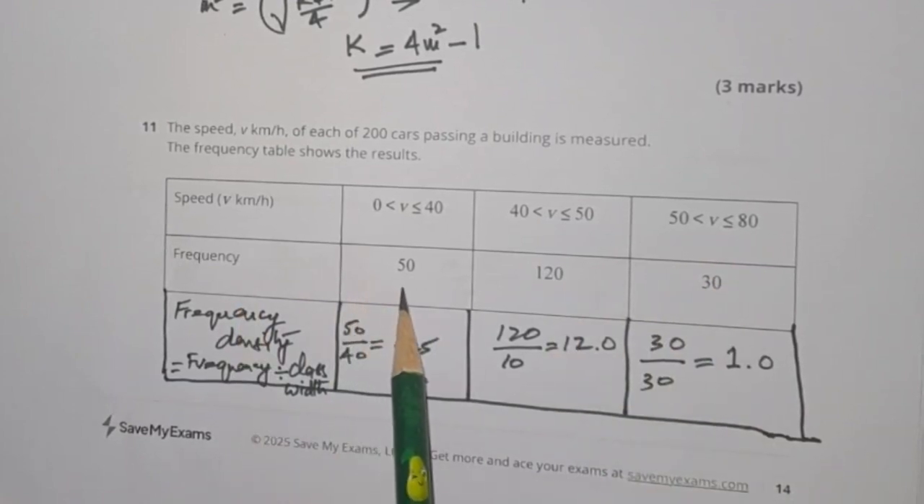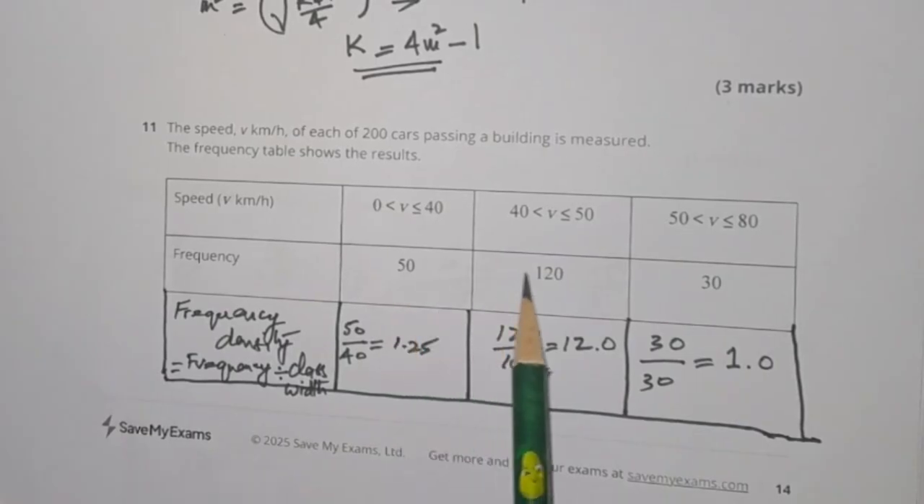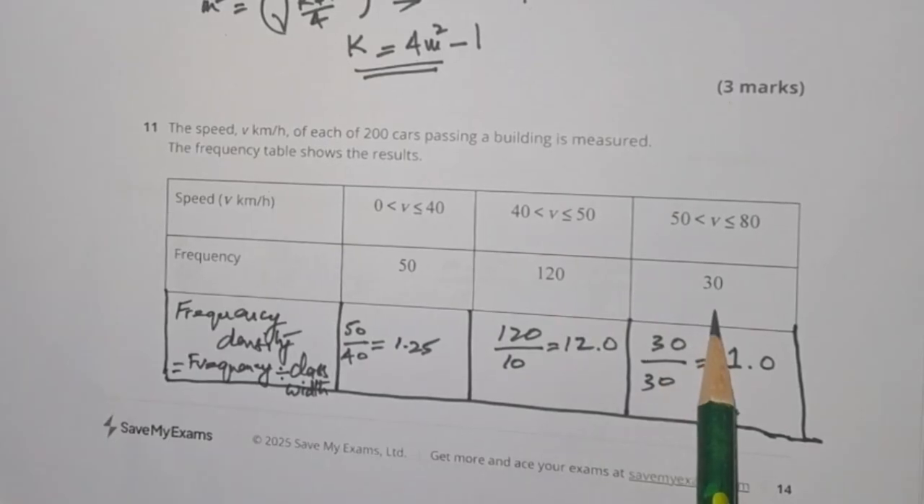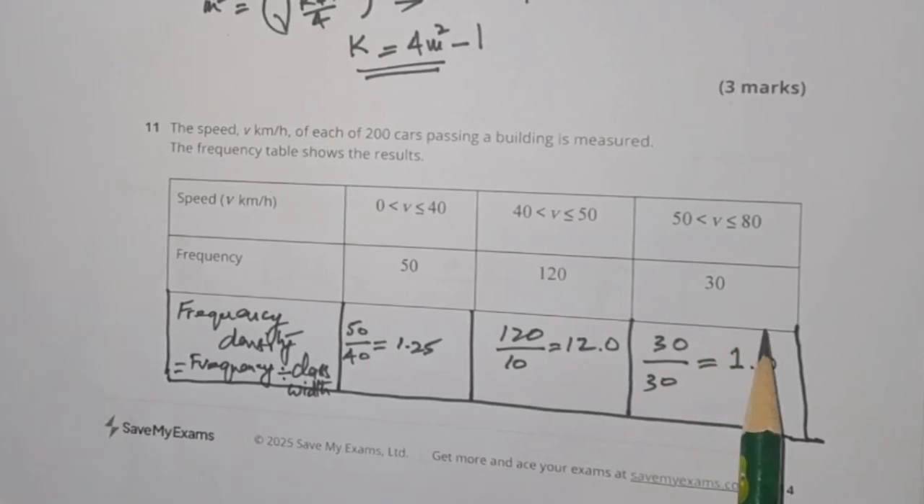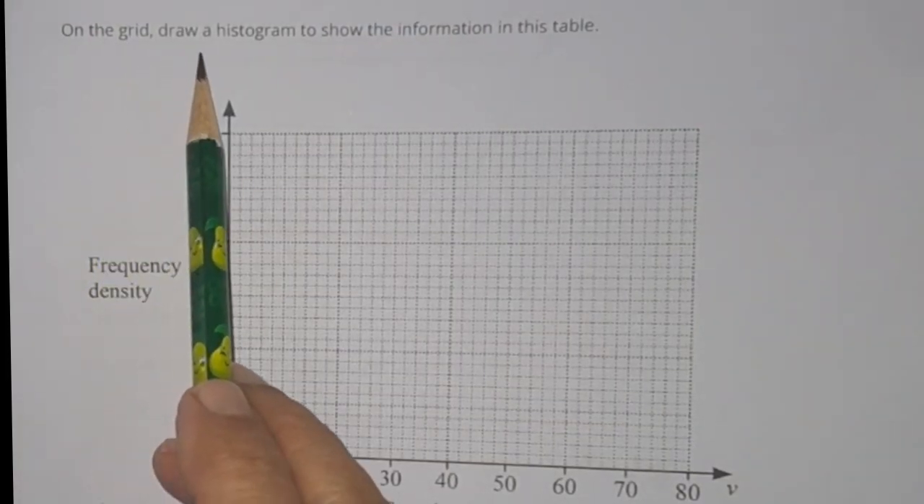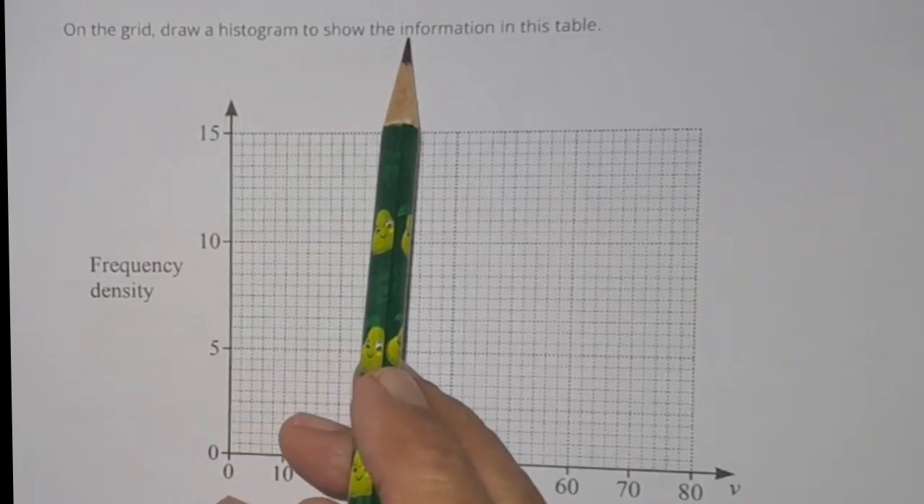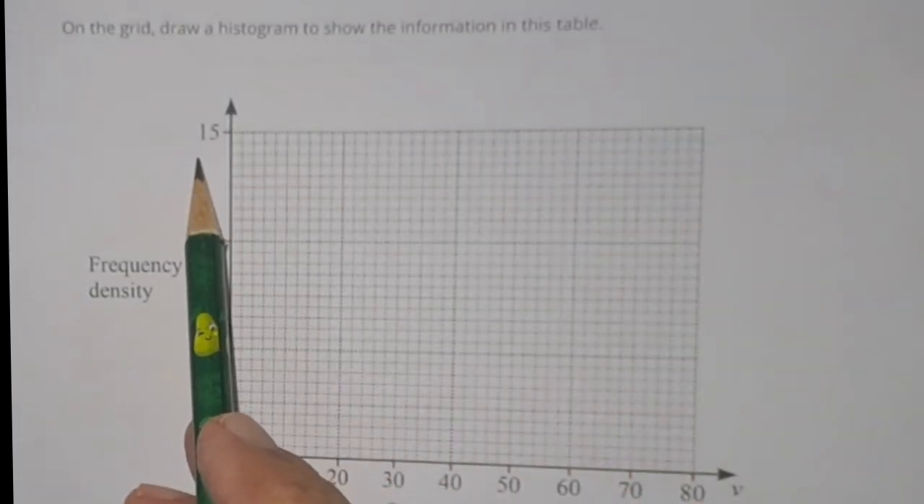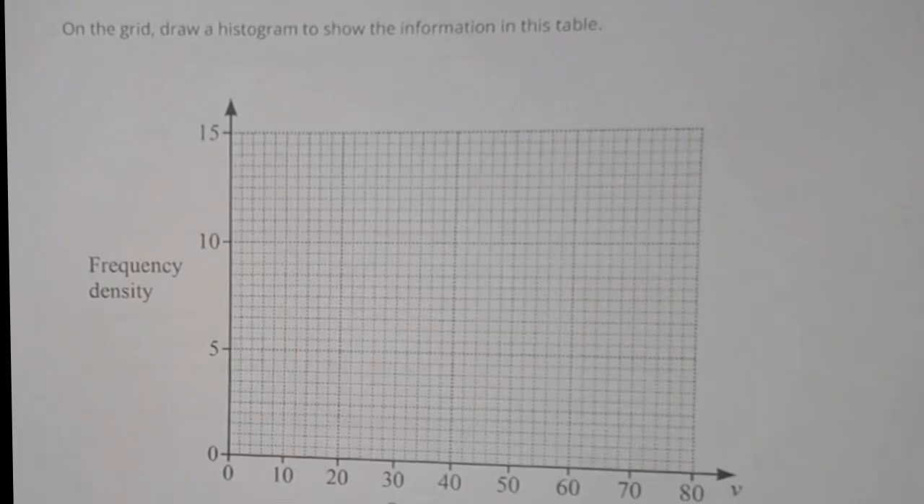Frequency for the first one is 50, for the second one is 120, and for the third one is 30. Now when we go to the next page, it is asking us to draw a histogram to show the information in the table on the back page. This is the grid on which we have to make the histogram, and on the y-axis is the frequency density and the x-axis is speed in kilometer per hour.